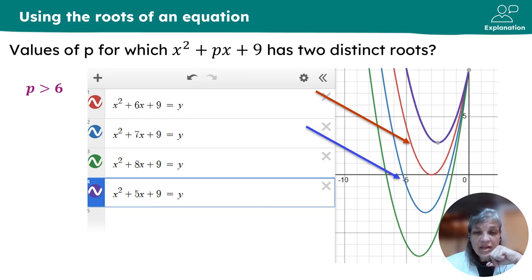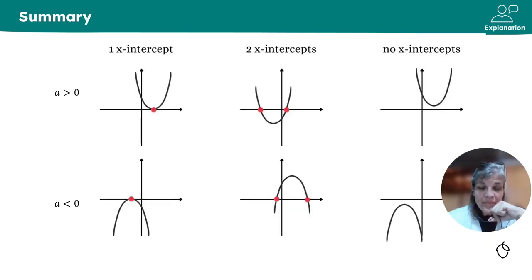If it's 7, then there are 2 places it crosses the x-axis. If it's 8, there's 2 places it crosses the x-axis. If it's less than 6, like 5, it's not interacting with the x-axis at all. So that's what it's looking for here in this kind of a question. Let's summarize what we've learned today by looking at this little chart. Now, if you haven't copied something like this down, you might want to copy this information down.